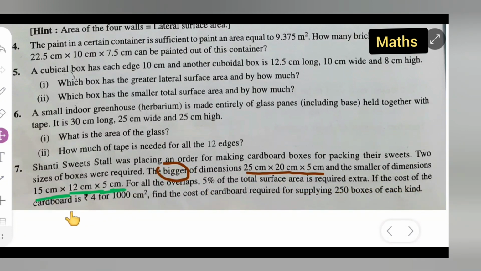If the cost of the cardboard is rupees 4 for 1000 centimeters square, what you'll have to find is the cost of the cardboard required for supplying 250 boxes of each kind. Okay, so this is something which you'll have to find. Okay, let us find out this.